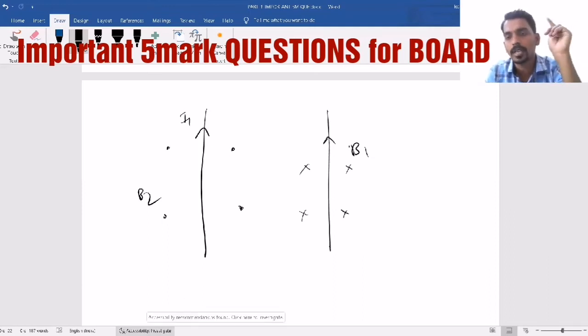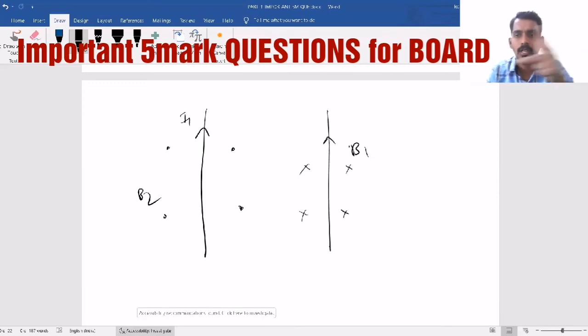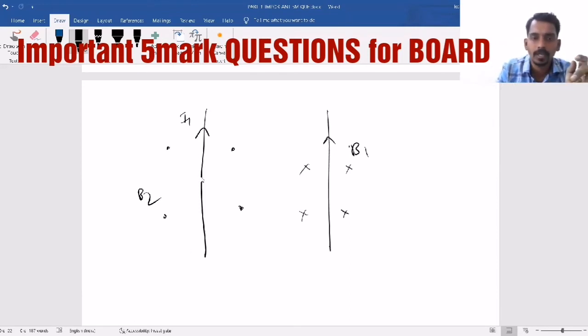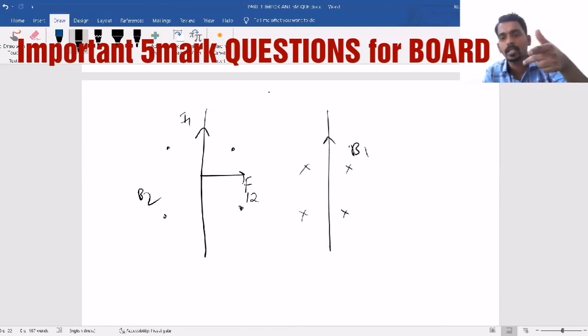Now how to find the magnetic force on a current carrying wire? You have to use the left hand thumb rule. How? The forefinger should be in the direction of the field, like outward, and the middle finger should be in the direction of current. Then see here, the thumb will give you the direction of force, that is coming this side. Force on 1 due to 2. Similarly, if you take the other one, field is inward and current is upward, then it is coming in this direction, that is F21.